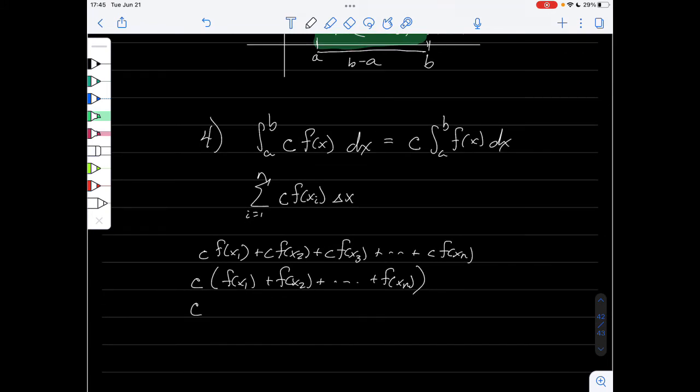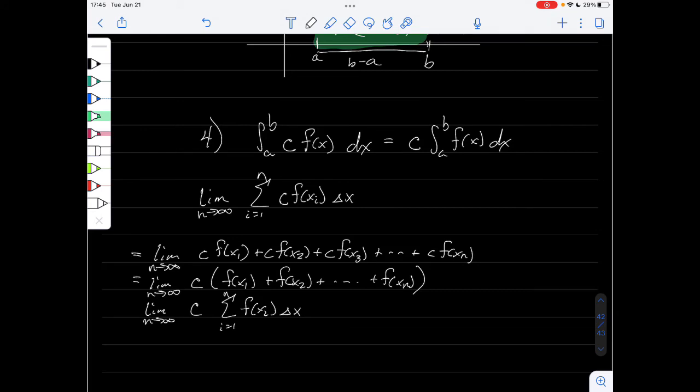And this guy is just the sum of f of x sub i delta x as i goes from 1 to n. Now that we have this all written out, let's take the limit. We'll take the limit here, and the limit here, and the limit here.